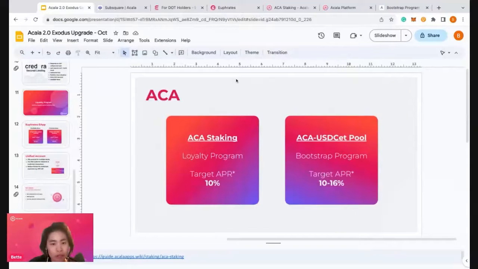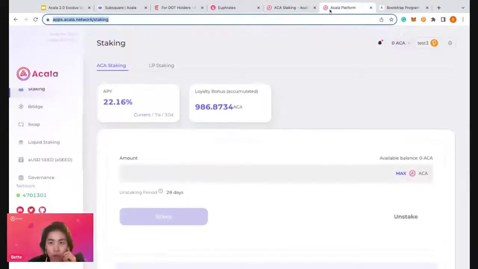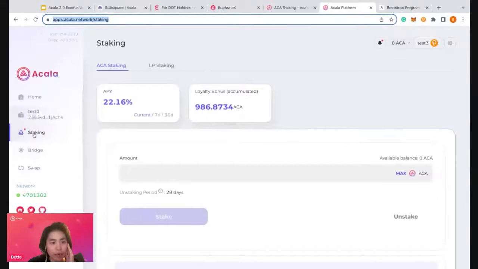In terms of the program that's going on, it's quite straightforward. You can just go onto the Acala platform, and there is a staking tab that you click onto, and there's your APY currently. There's also a loyalty bonus that people ask about, which I will address right now. For those who didn't know, there's always a loyalty bonus for any rewards that are given out on Acala.